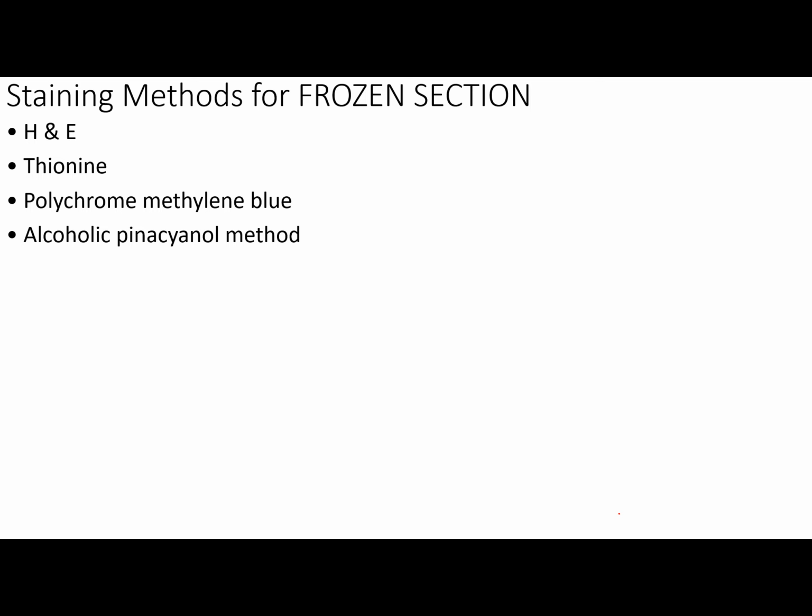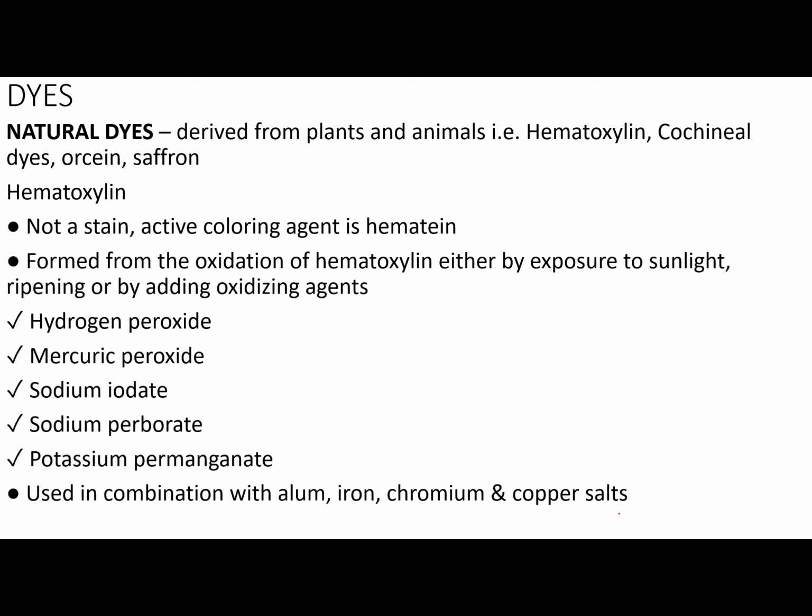Now, staining methods for frozen section, class, would include the following: H&E, thionine, polychrome methylene blue, and alcoholic pinacyanol. Now, let's talk about the different dyes. Dyes are categorized, class, into natural and synthetic. Let's start first with the natural dyes. Natural dyes are derived from plants and animals, such as hematoxylin, coccineal dyes, orcine, and saffron. Let's start first with hematoxylin, since this is the one commonly used.